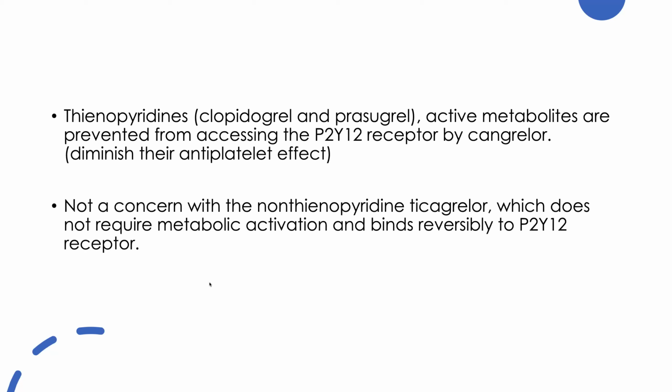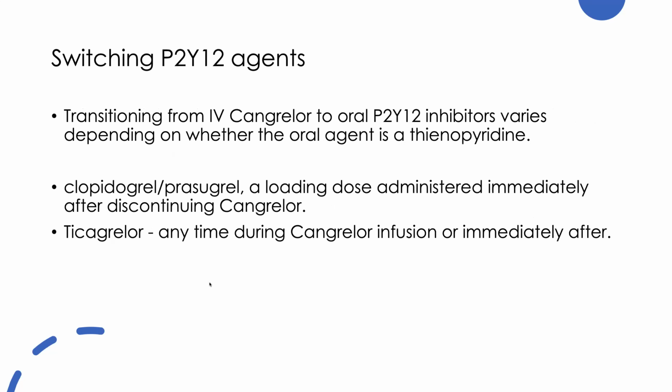It is a non-thienopyridine, meaning thienopyridines like clopidogrel and prasugrel, those 2, the cangrelor will block their receptors. They cannot function. They will not function. So you can't give them at the same time. Ticagrelor, you're fine. You have a drip going, you can give your patient ticagrelor. But for clopidogrel and prasugrel, you have to stop the drip, and then you can give those agents.